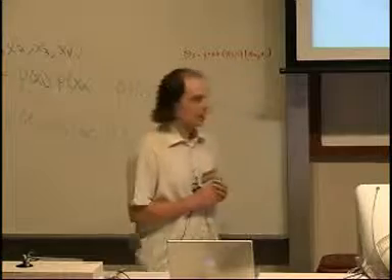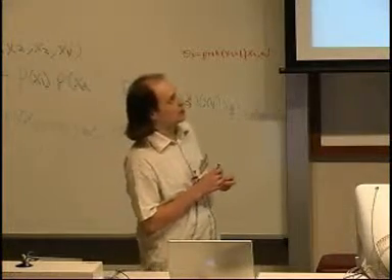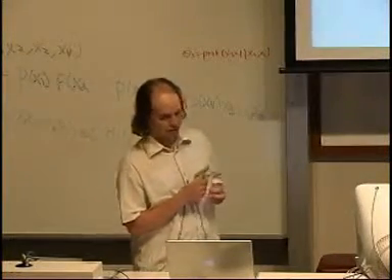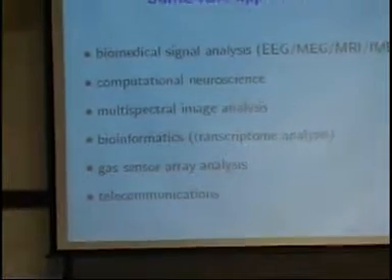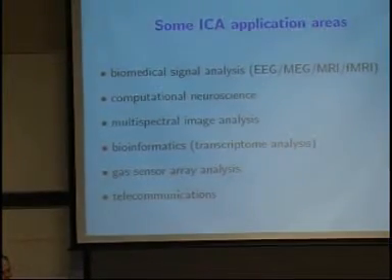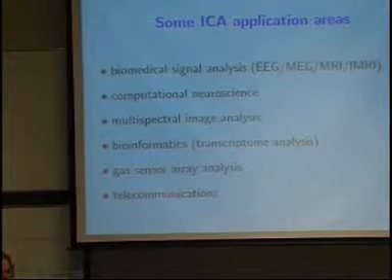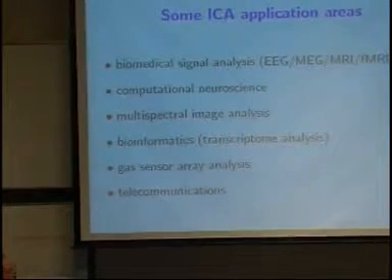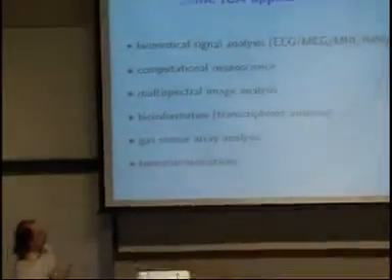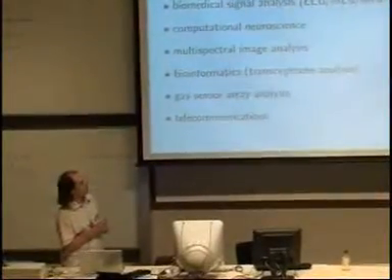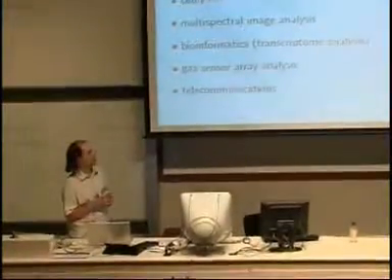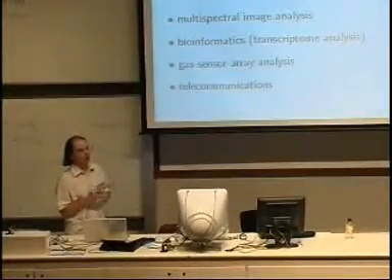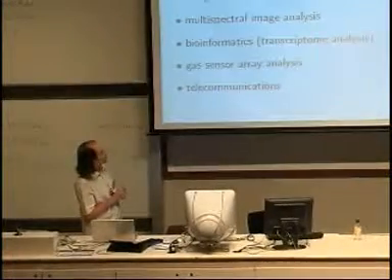So, ICA has found application in many different areas recently. Here's a rather arbitrary list of those. Most probably the most prominent and most successful application has been in analyzing biomedical signals in techniques called EEG or MEG, which are about measurement of brain activity, and MRI and fMRI, which are also partly about brain activity, or about brain anatomy.